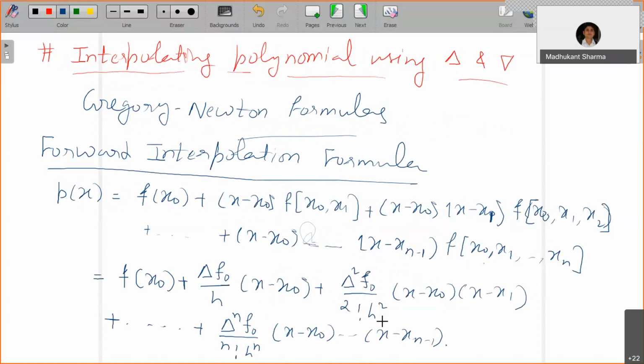So delta f naught, delta square f naught, and so on can all be identified from the difference table. Similarly, you have also noticed what we defined previously, the relationship between the divided differences and the backward difference operator as well. Again, you can identify the backward interpolation formula there.